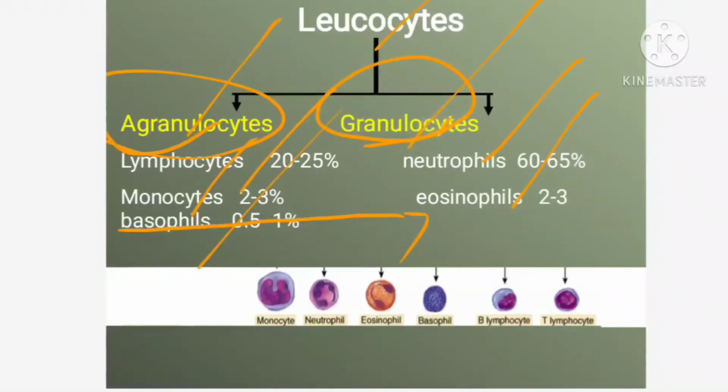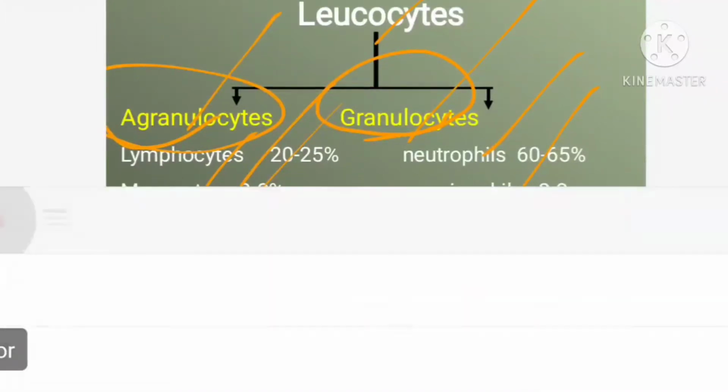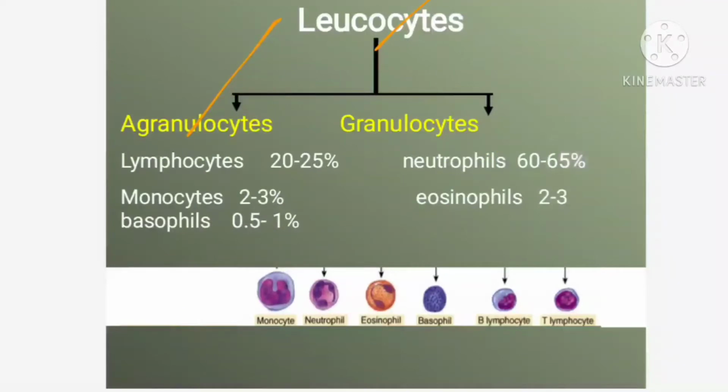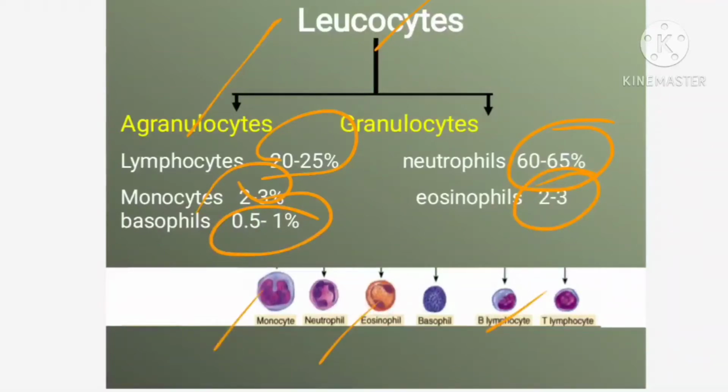Okay. So, basophil, sorry, I have written this side, you have to bring it over here. The major composition is also given, how much is present, you can find. Lymphocytes 20 to 25%, monocytes 2 to 3%, neutrophil 60 to 65%, eosinophil 2 to 3%, basophil 0.5 to 1%, and the structures for each and every leukocyte are also mentioned. So, agranulocytes do not contain granules and granulocytes contain granules.